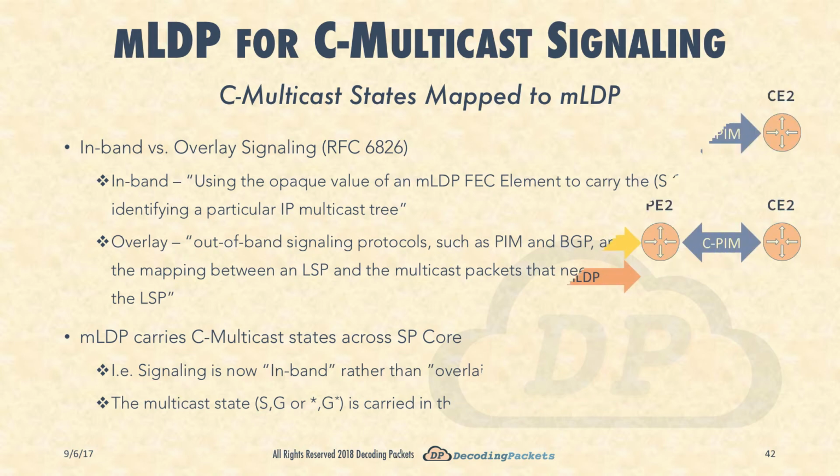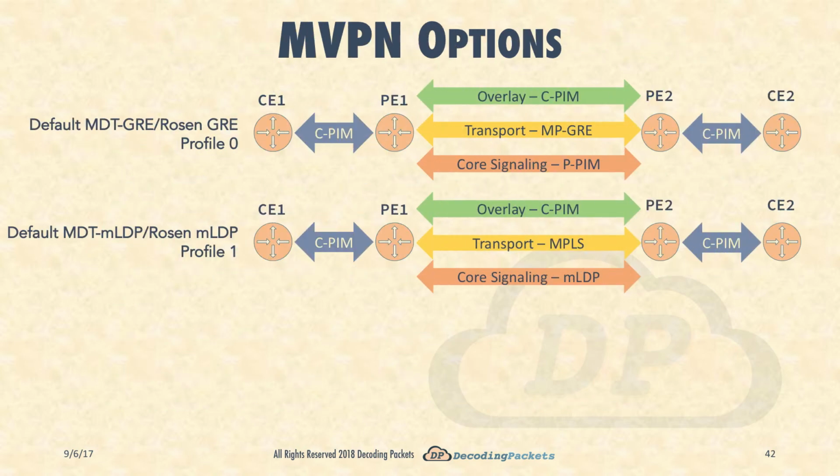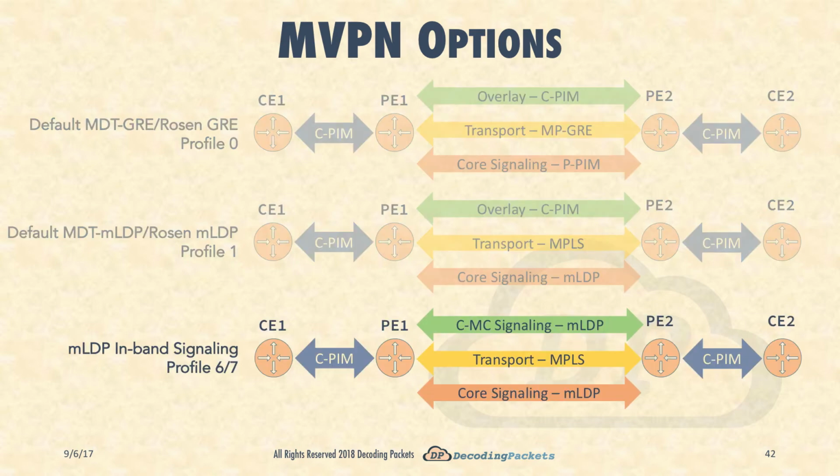So let's proceed to the MVPN options. Now, these are the two that we have already taken a look at. We have looked at profile 0 and we have looked at profile 1. They both use that same concept of the emulated LAN. And we were basically overlaying C-PIM on top of the emulated LAN, whether it was GRE provision, whether it was MLDP provision. Well, now it's time to move on.